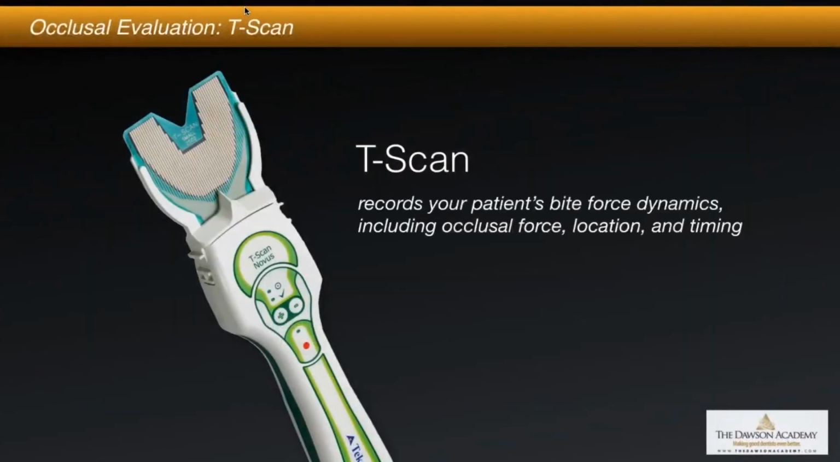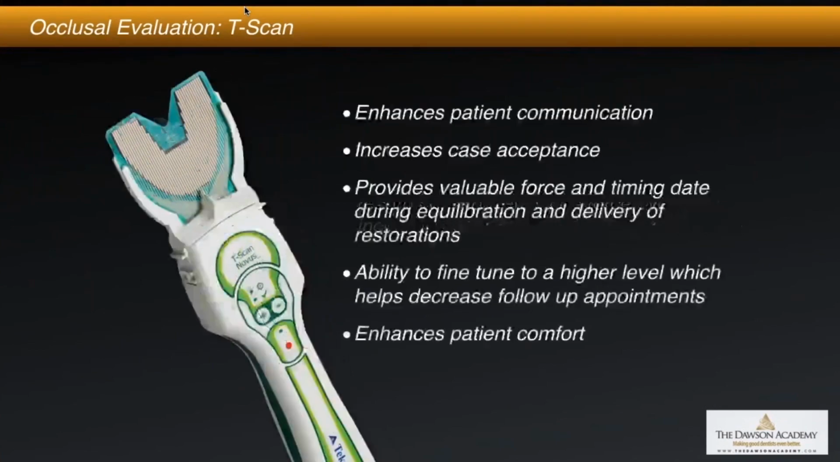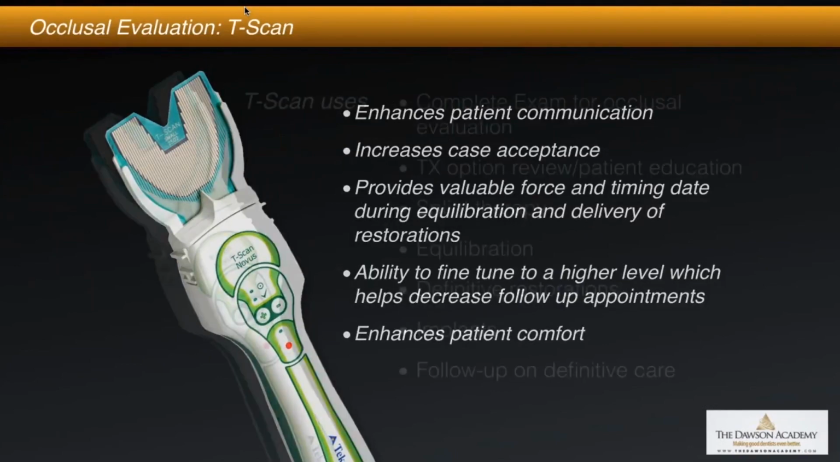There are some tools that help us on the functional side of things. The T-Scan is a great tool. It records bite force dynamics, occlusal force location, and timing. I think it just ratchets up how accurately we're able to evaluate a patient and maybe even our dentistry. It's a great communication tool, good for case acceptance. It gives you force and timing, and it gives us the ability to fine tune at a much higher level than just articulating ribbon.